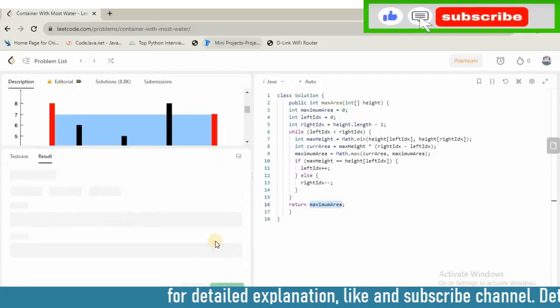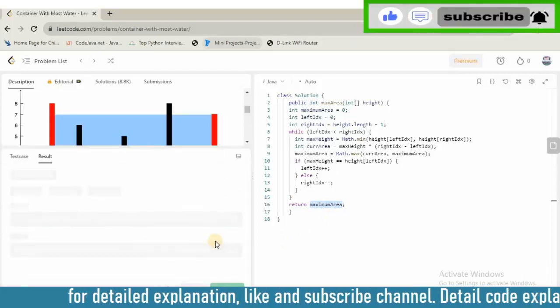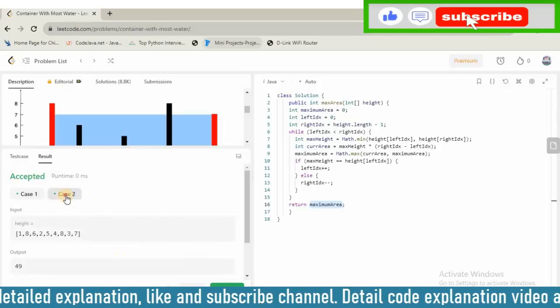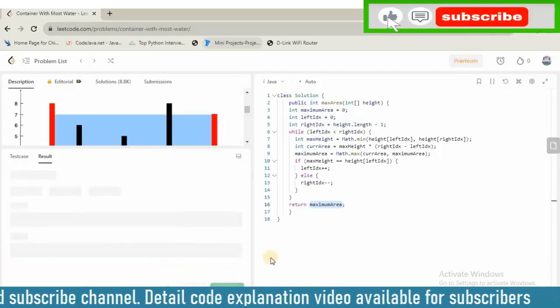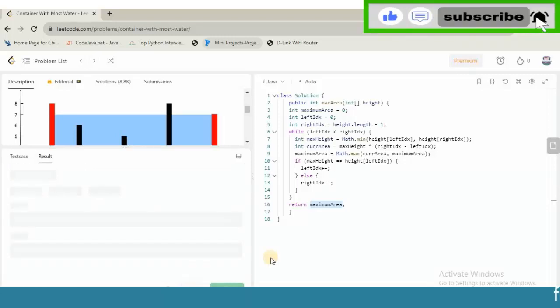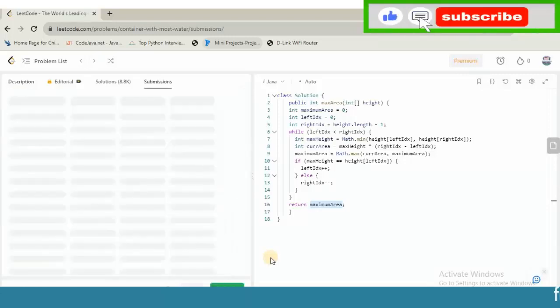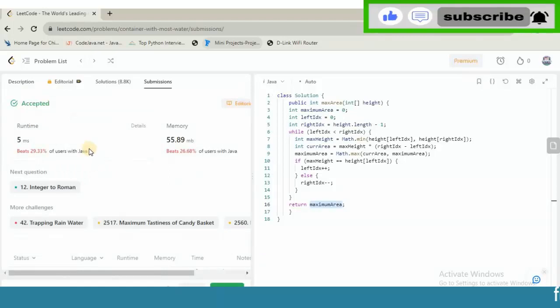So here I am running this. Yes, this is the first one and this is the second one. Okay, I am submitting this code. Will it be accepted or not? We'll check it out. Yes, it is accepted.